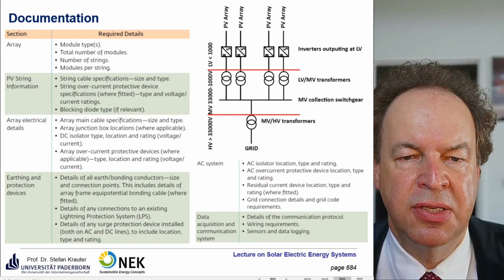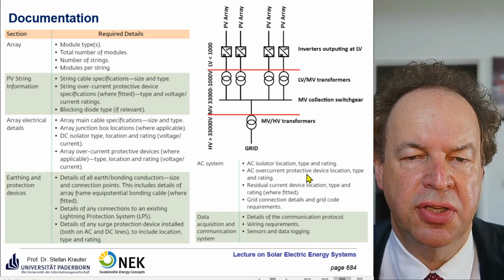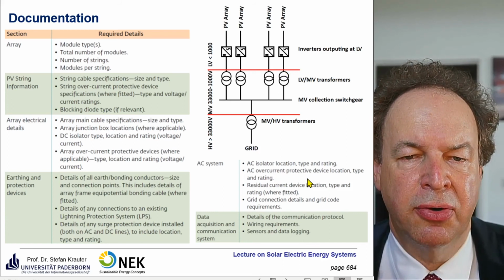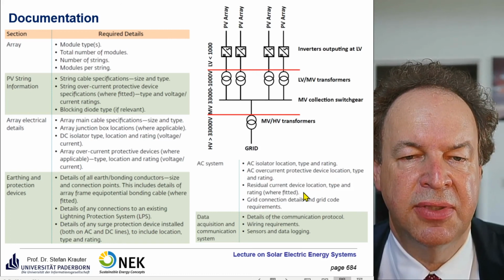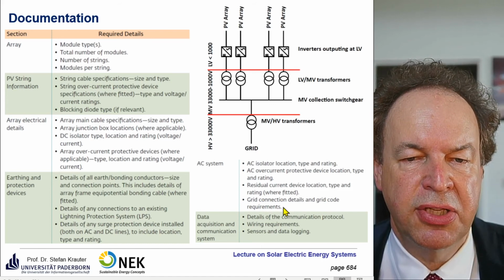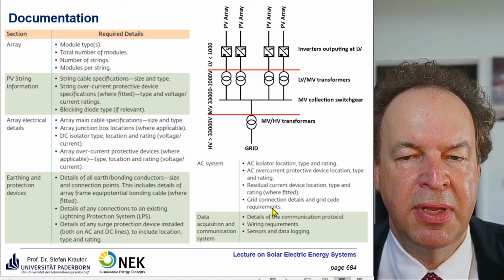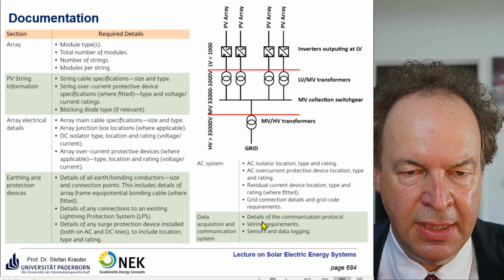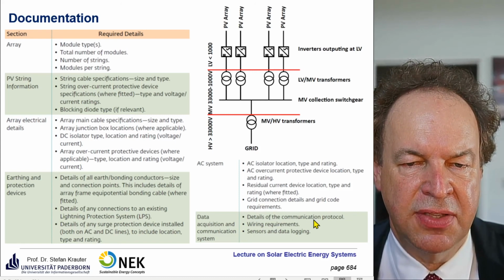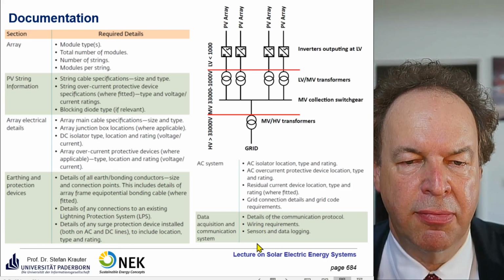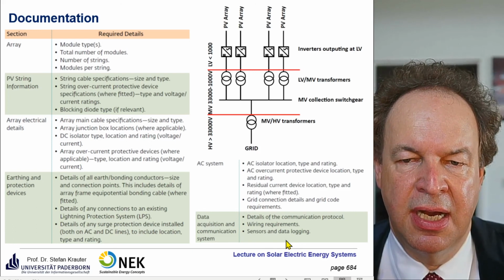The AC system, so here you have the AC isolator location, type and rating, AC overcurrent protective device location, type and rating, residual current device location, type and rating, and so on. Grid connection details and grid code requirements, that's really important. And this has to be in agreement with the utility. Data acquisition and communication system. So this is data for the communication protocol, wiring, sensors. I would add here also passwords and so on.